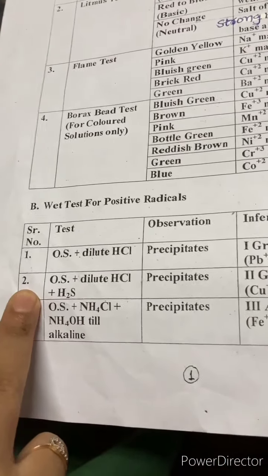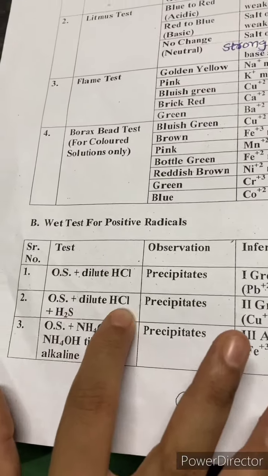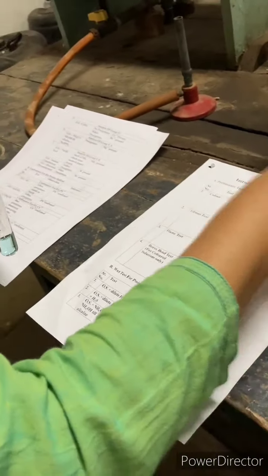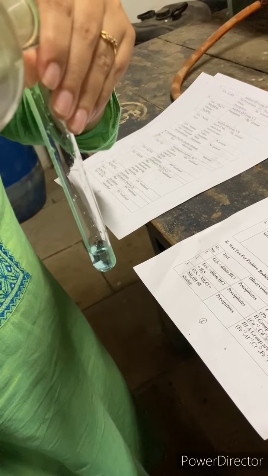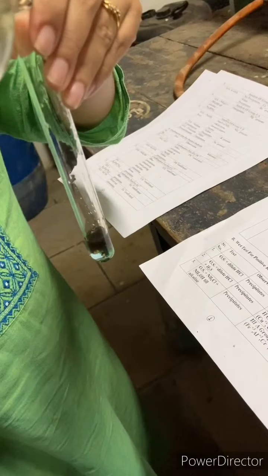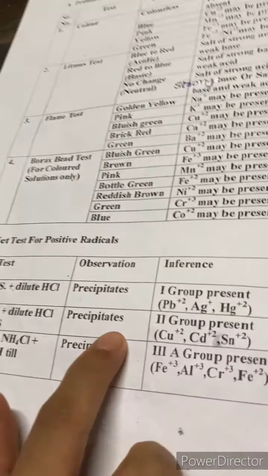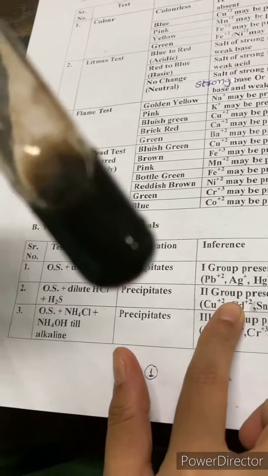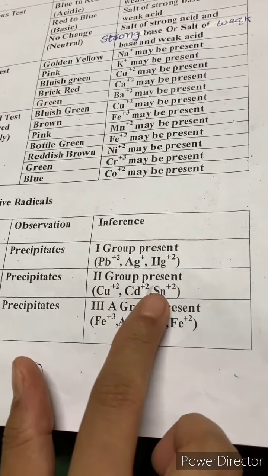Now, since those are absent, I'll move to the second group ion test. The second test is OS plus dilute HCl plus H2S. Now, I can add H2S to the same test tube only. As you can see, there is formation of black precipitates in the test tube. Okay, so second group ions are present. Means either of these three ions, copper, cadmium or tin ion, may be present in my salt solution.